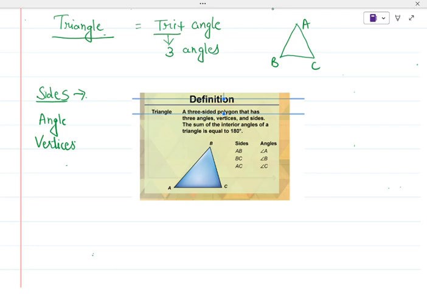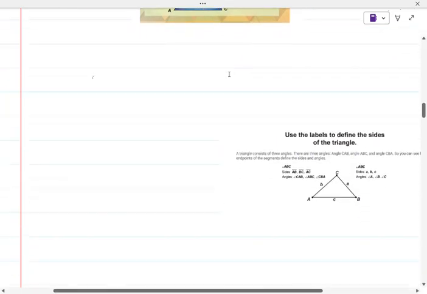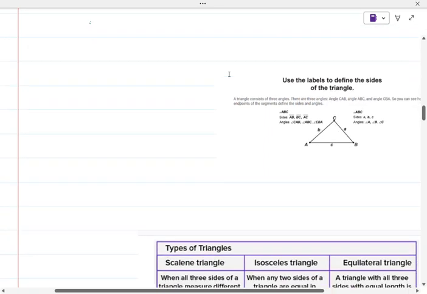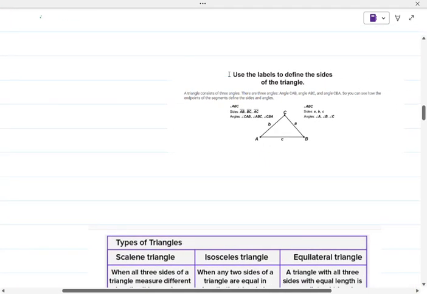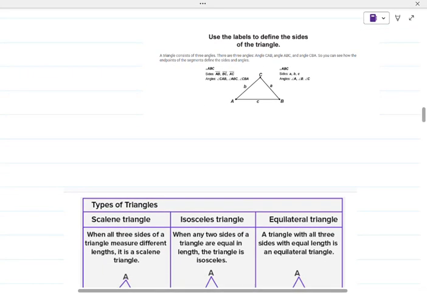Is there only one triangle? No. There are different types of triangles. What are the types of triangles we have? We have three types of triangles. Now we will label the angles. Here again we have three sides: AB, BC and AC. We give the names side AB, BC and AC. In the same way, we can write the angles as angle A, angle B and angle C.